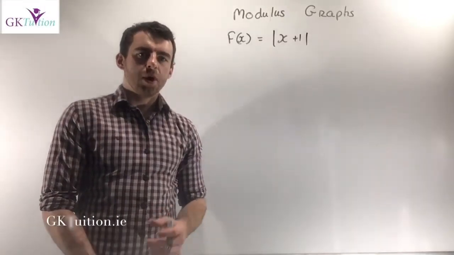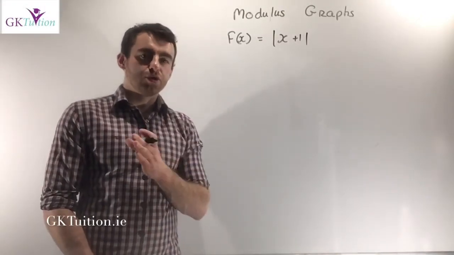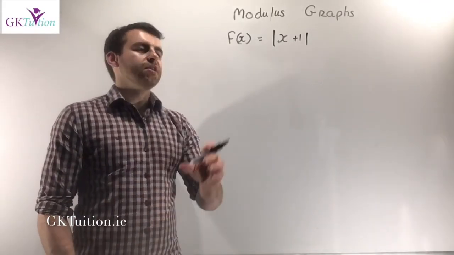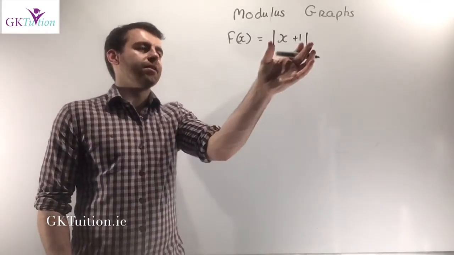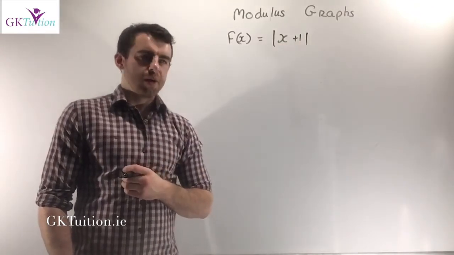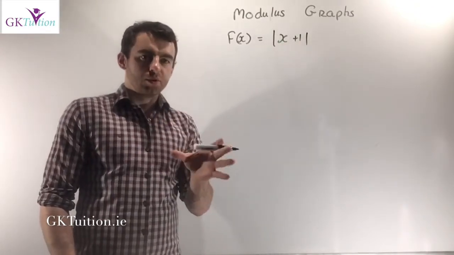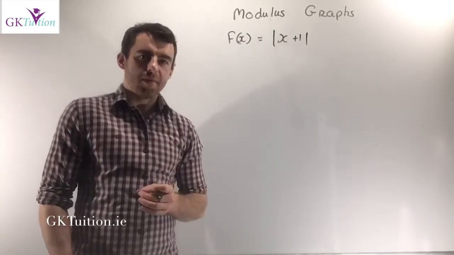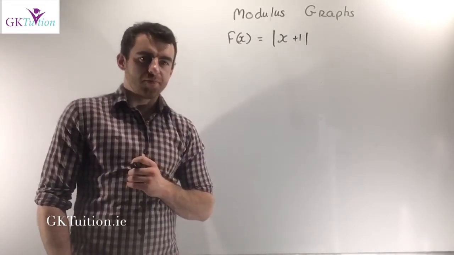Okay, in this video, we're going to talk about how to draw modulus graphs on a coordinate plane. Supposing I asked you to graph f of x equals the modulus of x plus 1. You need to be able to come up with your own domain, and there is a suitable domain. You need to figure out what a suitable domain is, and you need to draw yourself a graph.